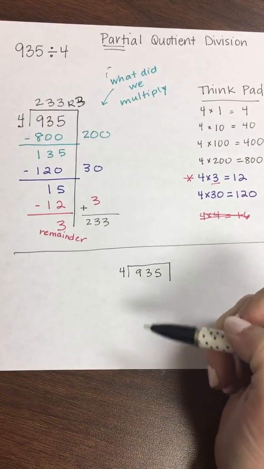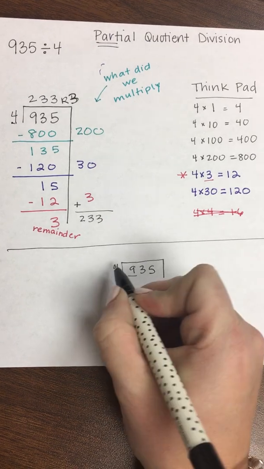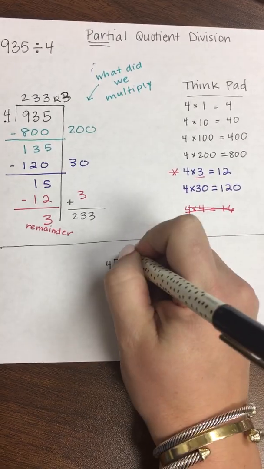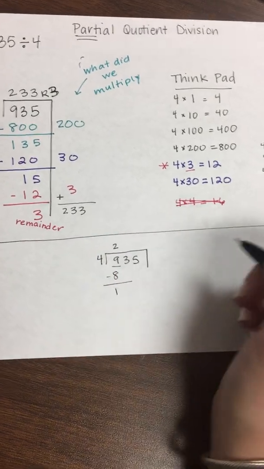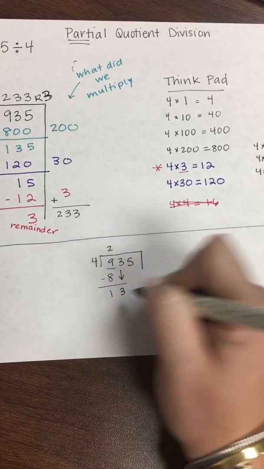In the traditional long division method, you would first just look at the first number. How many times can I get 4 into 9? Well, I can get it in 2 times. 2 times 4 is 8. And that gives me 1, and then I bring down the next number.